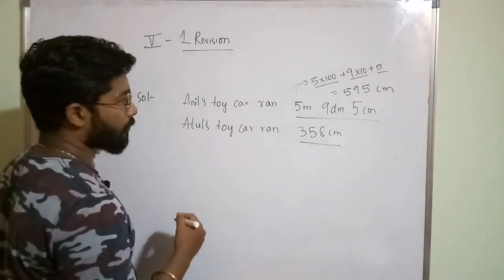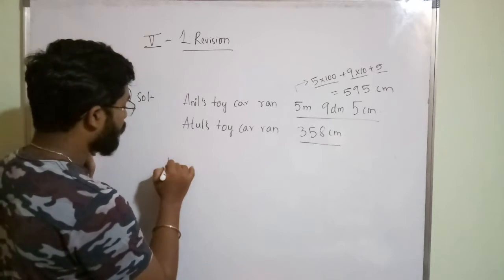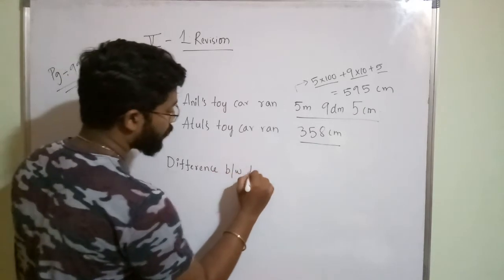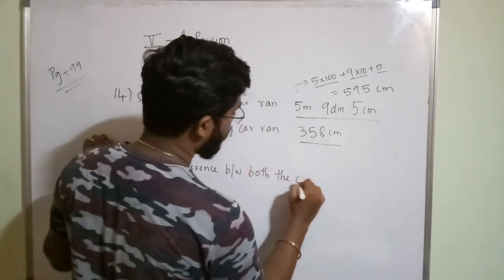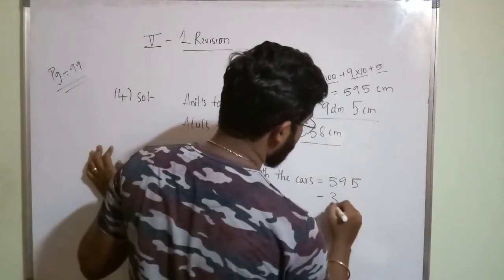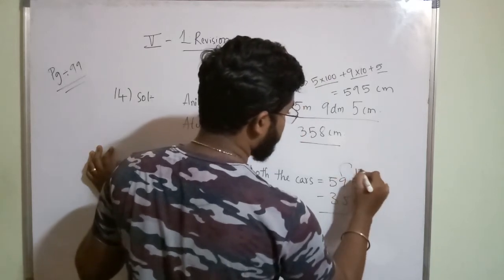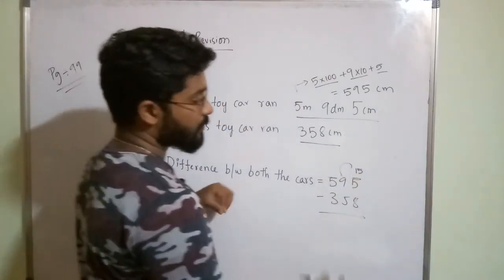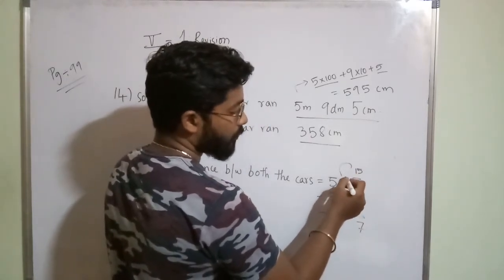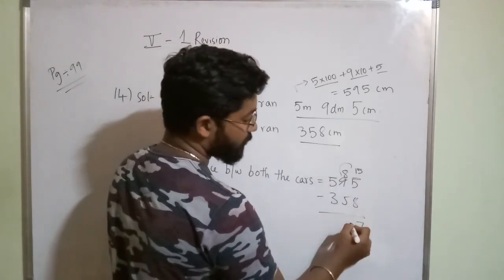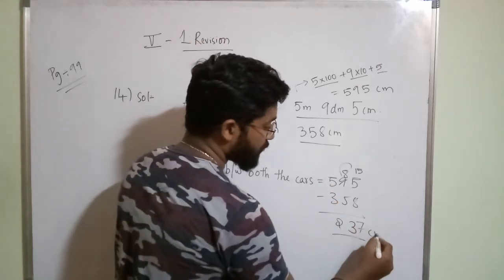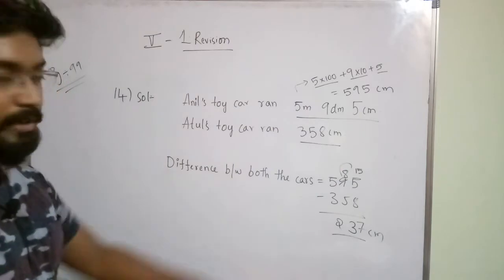So next one, what you have to do? You have to find the difference between both the cars, equal to how much? 595 minus 358. Okay, so this is 15. So if you carry, this is 15. 15 minus 8 how much? 7. So here we have carried, no? Instead of 9 you will get 8. 8 minus 5, 3. Okay, so 5 minus 3 how much? 2. 237 centimeters is the difference between both the cars.